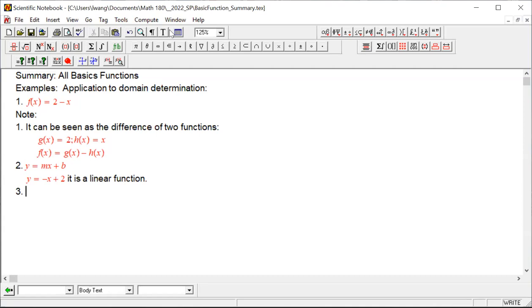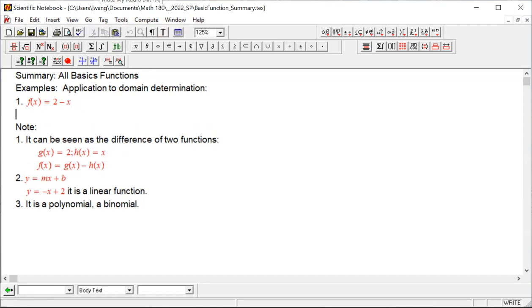If you still remember polynomials, it is a polynomial. It's actually a binomial. So you can see it from many different perspectives, but we are just to determine its domain, right? What's the domain for this constant function? All real numbers. What's the domain for this function? All real numbers. Therefore, it doesn't really take that much effort. The domain is just all real numbers.